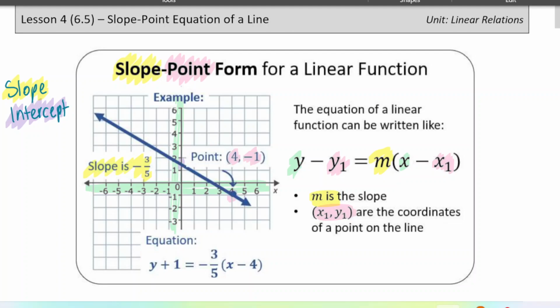We do have the 1 here on the side with the y, but that's how the format of this equation looks. So it's y minus -1, so it turns into y plus 1. And then here's our m, and then it'd be x minus 4. Okay. So that's our example, and we're just going to practice using this format of equation today. And again, this is useful, especially when you don't have the y-intercept, like in this example here.